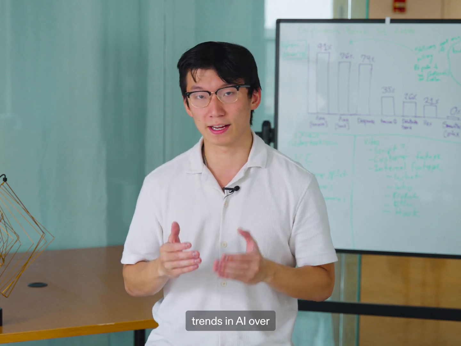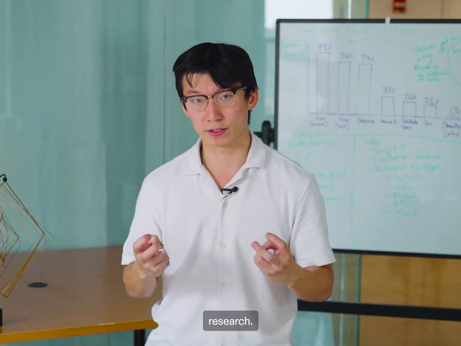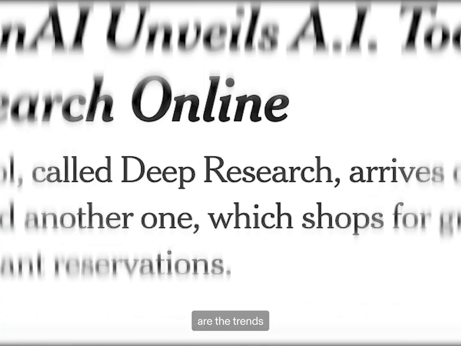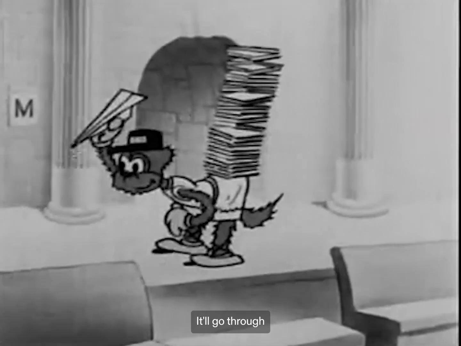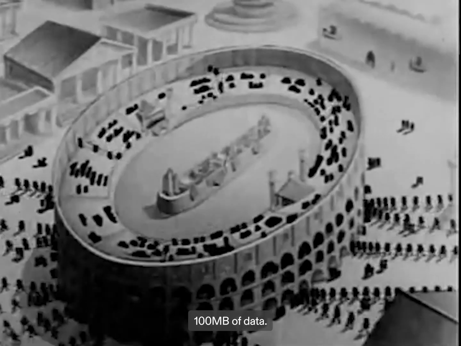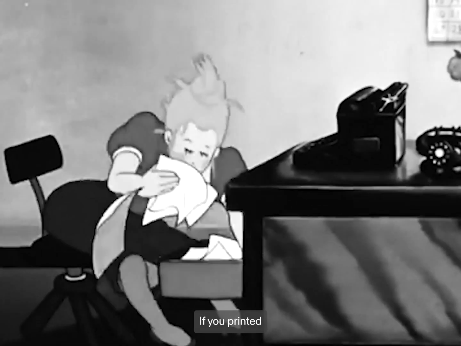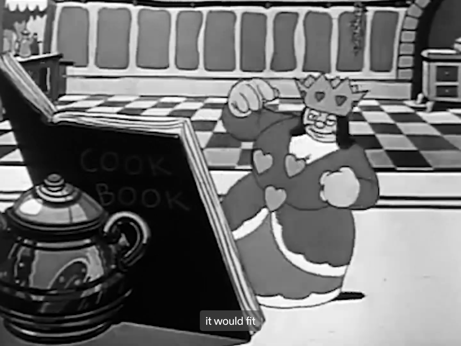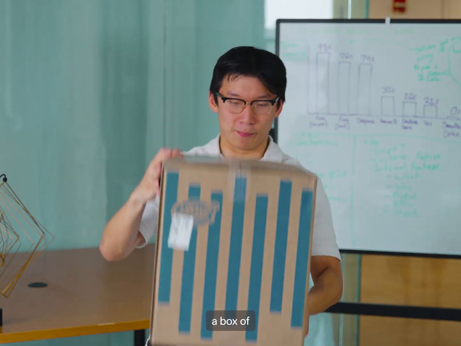One of the most exciting trends in AI over the past 3 months has been deep research. These are agents that you can ask, what are the trends that are taking place on the news? It'll go through about 2,000 sources, which comes out to about 100 megabytes of data. If you printed all of that out on A4 paper, it would fit and fill a box of about this size.